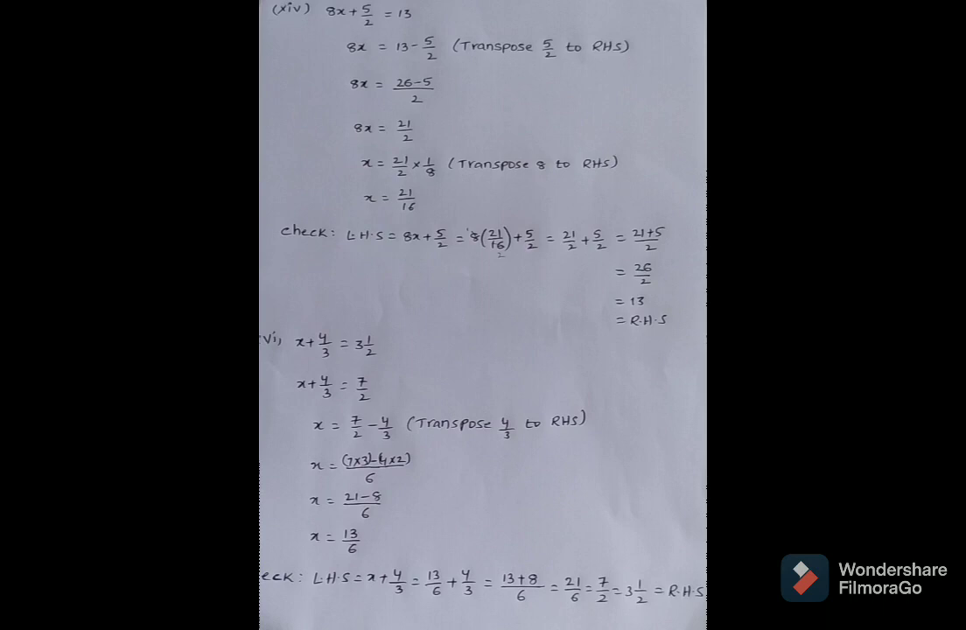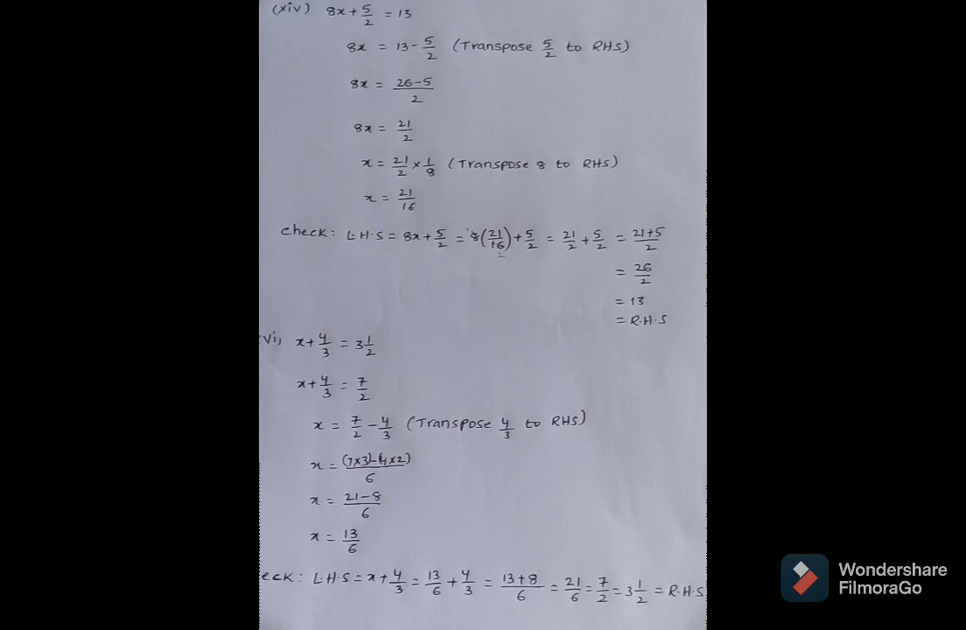In RHS, observe. Here 2 is denominator, so LCM is 2. So 2 into 13, 2 13s are 26. 26 minus 5. So 26 minus 5 by 2. 8x equal to 26 minus 5 by 2, that equal to 21 by 2.